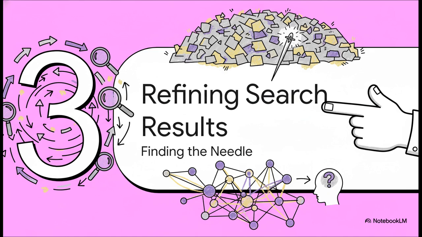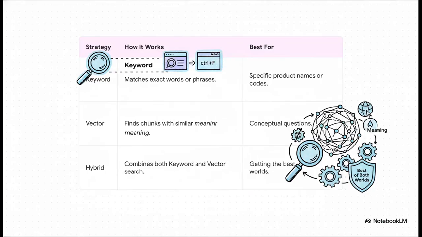Okay, so our data is all prepped and indexed. We're ready for the action. A user comes along and asks a question. How does the system find that one perfect needle of information in our giant haystack of chunks? Well, there are a few ways to do it. You've got your traditional keyword search.